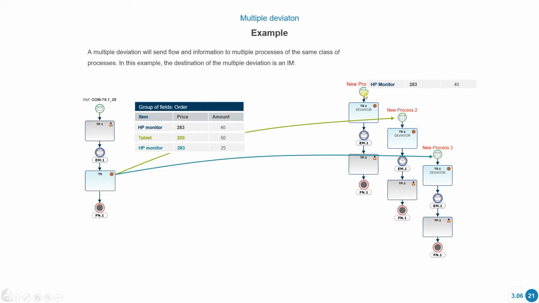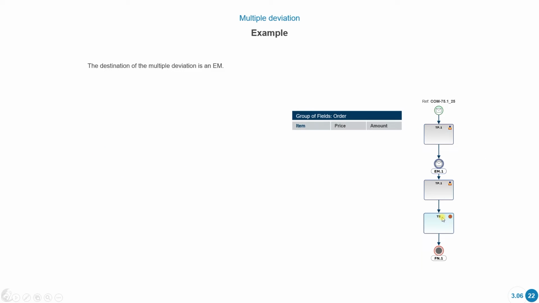Here we can see the first line went to this process. It created this new process. So did the second one, created another process, and the third one. Here we can see another example.